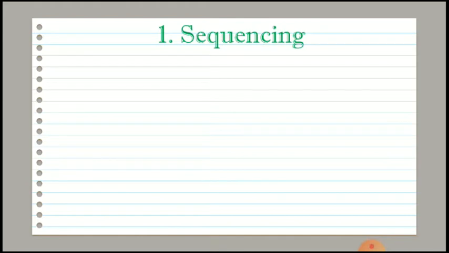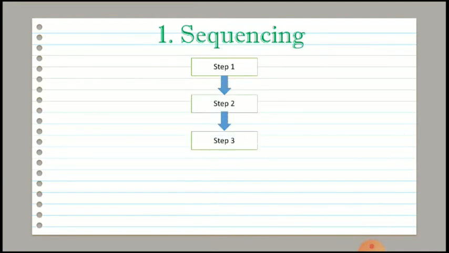So the first form is the sequencing algorithm. As you know, in a sequencing algorithm, every step executes in sequence, that is, one step after another till the last step. So suppose there are 5 steps in an algorithm, then the first step will execute first, then the second step, then the third step, and so on till the last step.